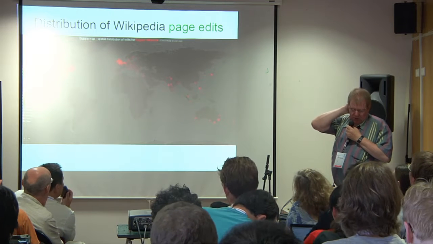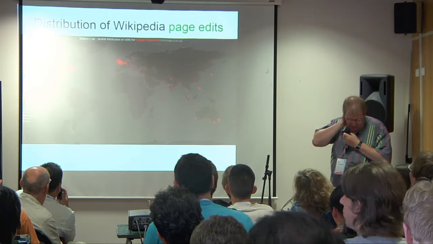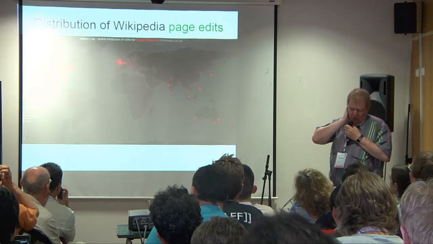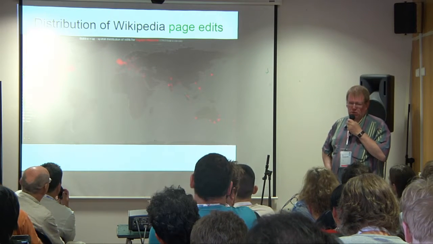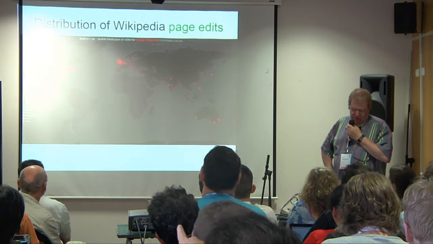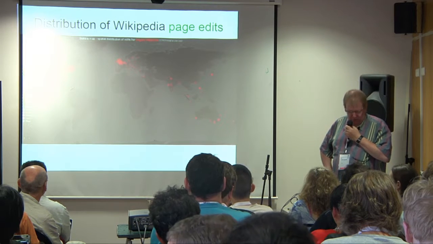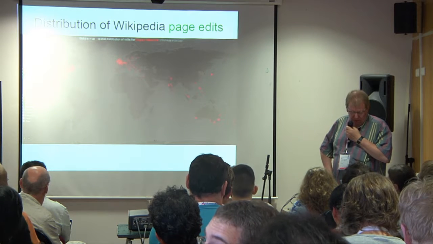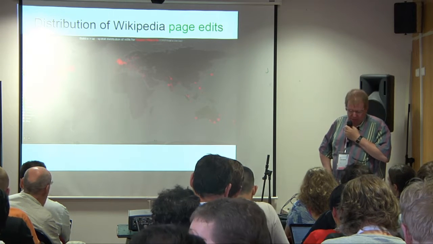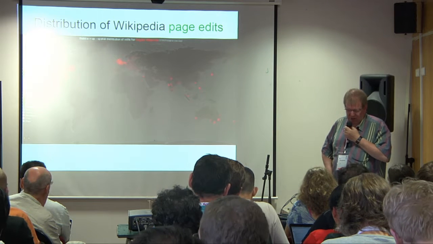Here you see a distribution of edits to the English Wikipedia from all over the world. For many languages, it was really obvious where most edits would come from, and for English, it wasn't so much. Of course, there are countries with a lot of editors we could all think of, but how many come from India, for example? And this gives you some impression.